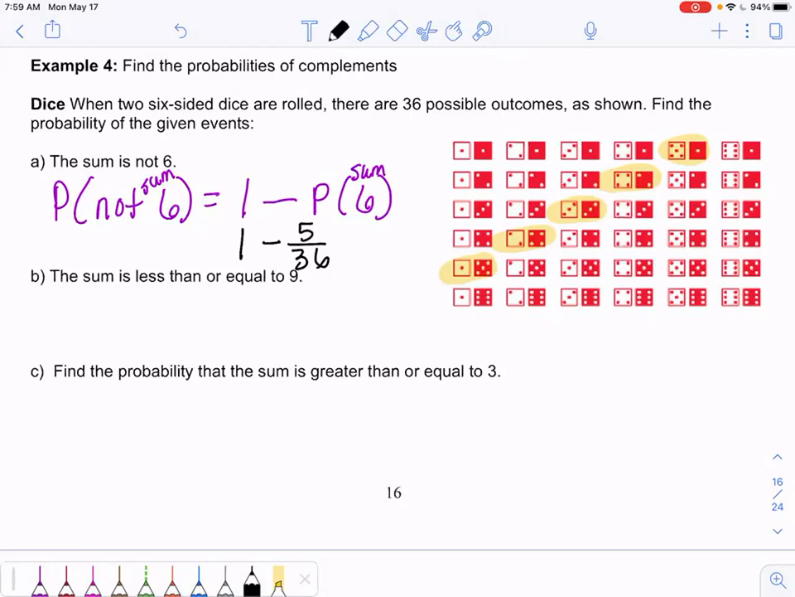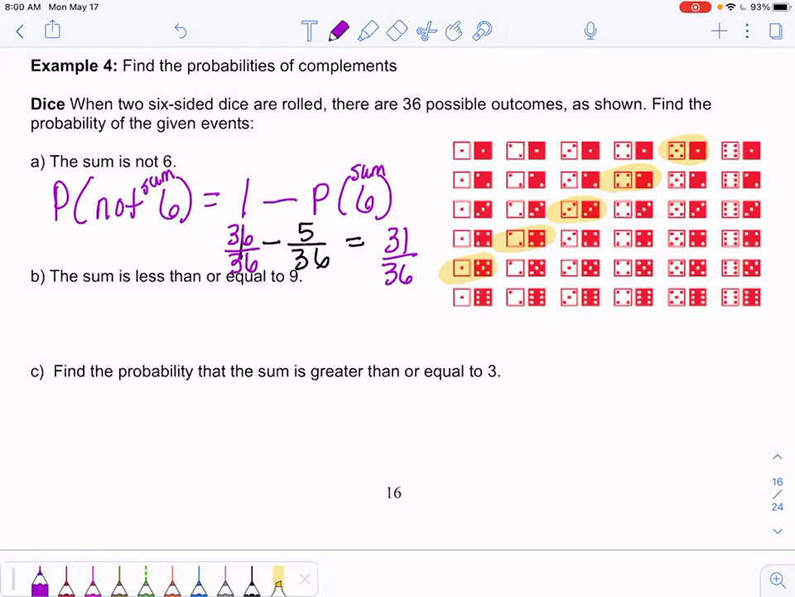I want the rest of them. So 5 of them do add to be a sum of 6, and the rest of them don't. So Riley, what would be 1 minus 5 out of 36? So if I take 36 out of 36 minus 5 out of 36, you get 31 out of 36. So that means if I count the rest of the dice, there's going to be 31 other pairs. All of those other pairs don't have a sum of 6.